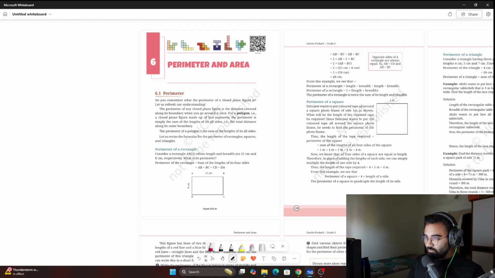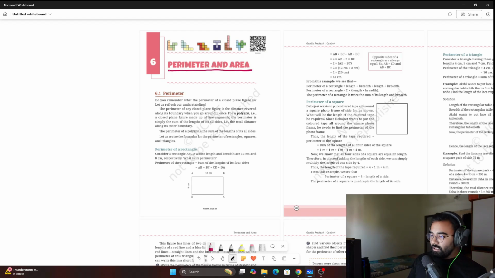So currently we are going to focus on this chapter, that is area and perimeter. I'm sure a lot of students like this chapter because the questions to this chapter are usually very easy. Usually they are based on formulas.